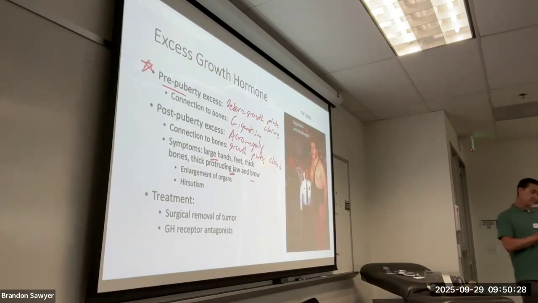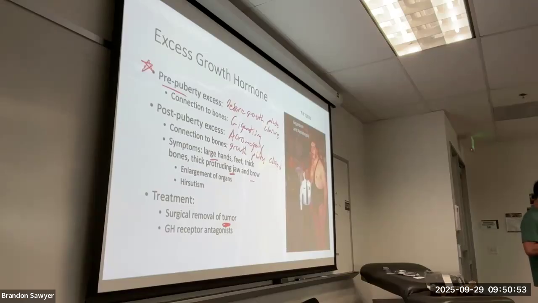So there is potential treatment for this. A lot of times this excessive release is caused by a tumor, so if you get rid of that tumor, that can help. But certain medications can also antagonize growth hormone receptors throughout the body, which can slow down the activity of excessive growth hormone. So, yeah, questions about that?